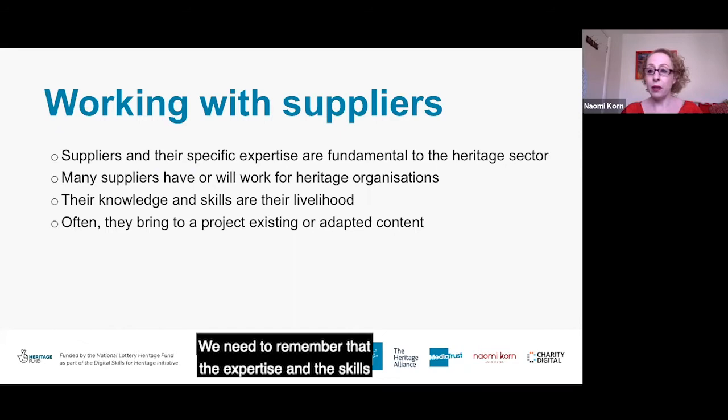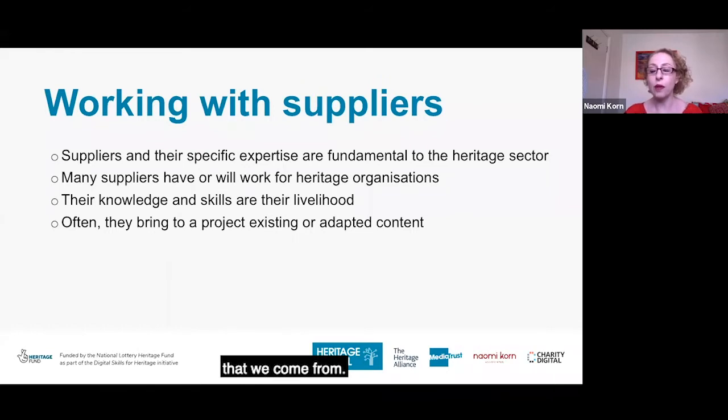We need to remember that the expertise and the skills that our suppliers bring with them, that's their livelihood. That's how suppliers like Naomi, Korn Associates, that's how we make our money. That's how we keep ourselves going and afloat. Now, many of us will do everything we can beyond paid work in order to support the sector that we believe in, that we come from.